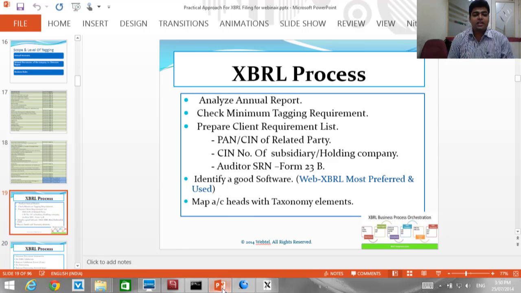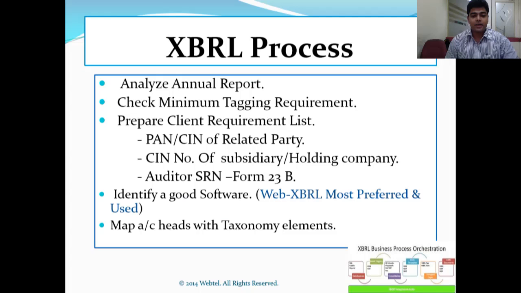And similarly, you have to prepare a client requirement list, where you note down the PAN of the related party names and all the subsidiary information, the names of the subsidiary companies. The auditor SRN is not readily available in the annual report, so prepare a client requirement list in the same form and then send it to the client for filling in this information. In between, you start your tagging process.